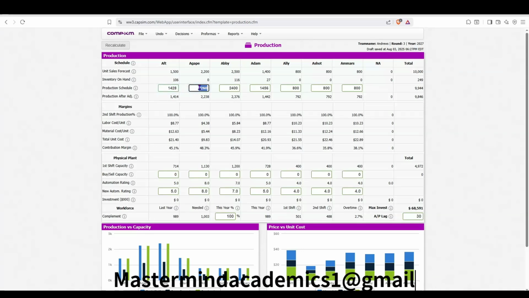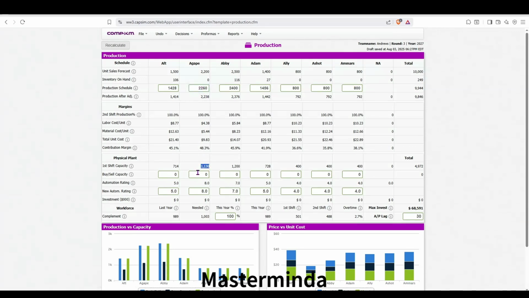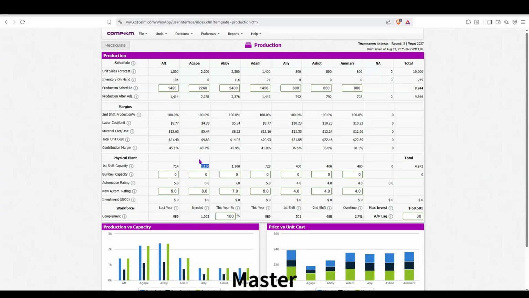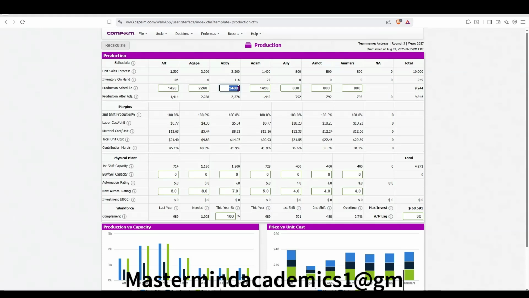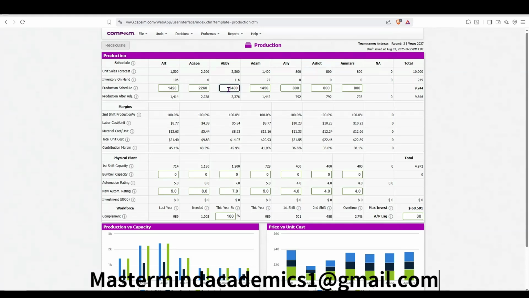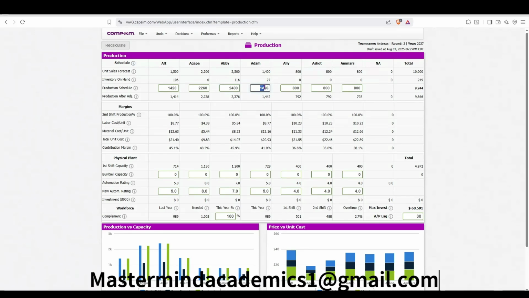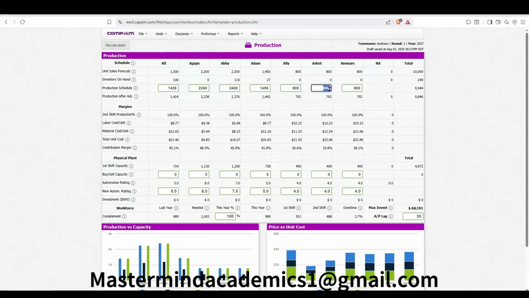For the Agep, we are going to produce only 2260, so we are maximizing our production. That means we are producing a first shift and second shift, so the plant utilization will be 200%. For Abi, again, we're going to produce to the maximum, 2400. Adam, we're going to produce the maximum 1456, and Ali 800, Ashot 800, Amas 800.